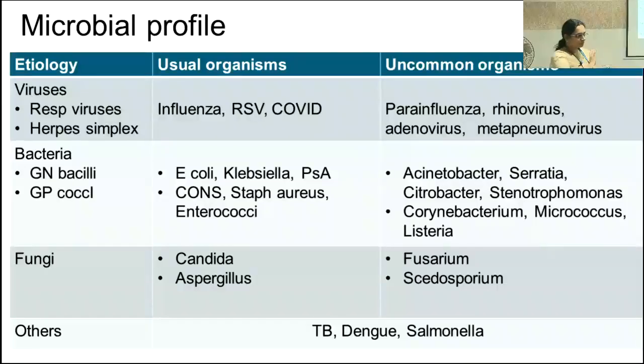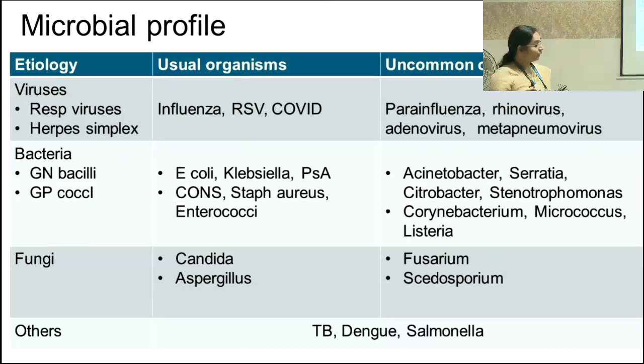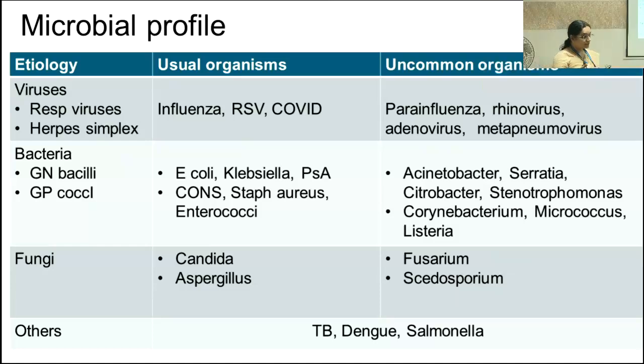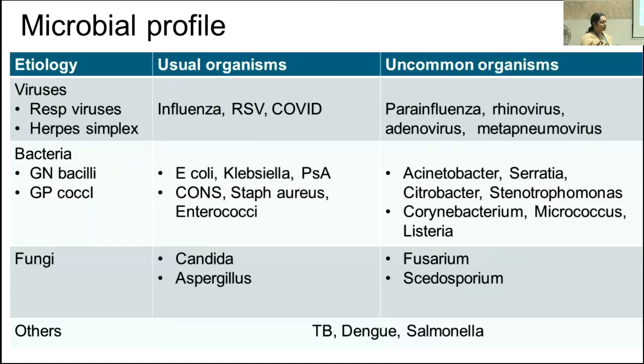This is again a very brief slide. You can have viruses, bacteria, and fungi. Among the viruses, influenza, COVID, and RSV are common. Among the bacteria, E. coli and Klebsiella; among the gram positives, coagulase negative staphylococci and Staph aureus are very common; and among the fungi, Candida and Aspergillus. You would occasionally see some organisms on the right, but always remember that it's not limited to this table. Every now and then in India, you will have a patient who comes in with TB, dengue, and other things, and completely takes you off the febrile neutropenia chart.